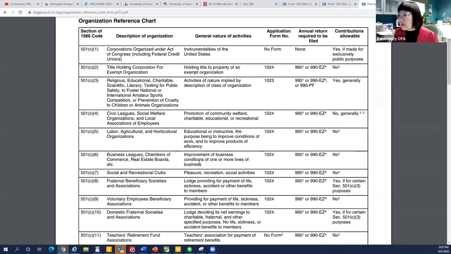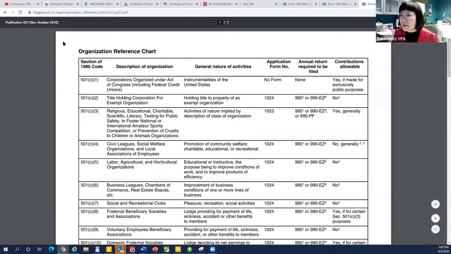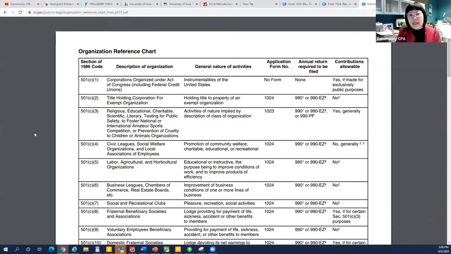This is a useful chart. I just went to irs.gov, and I know this chart is Publication 557, so I pulled it up. But if you just go to the IRS website and type in nonprofit organization chart, it will give you this chart. So this is one thing I want to introduce to you. The other one I want to share with you is the screen I have here.